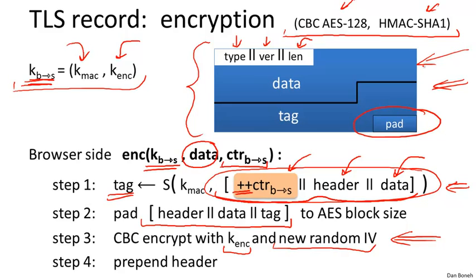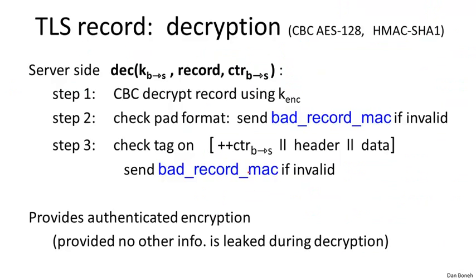The only difference from basic MAC then encrypt is that there is a state, namely this counter, which is included in the value of the MAC. And again, that's done to prevent replays. So let's see why that prevents replays. In particular, let's see how the record protocol decrypts an incoming record.